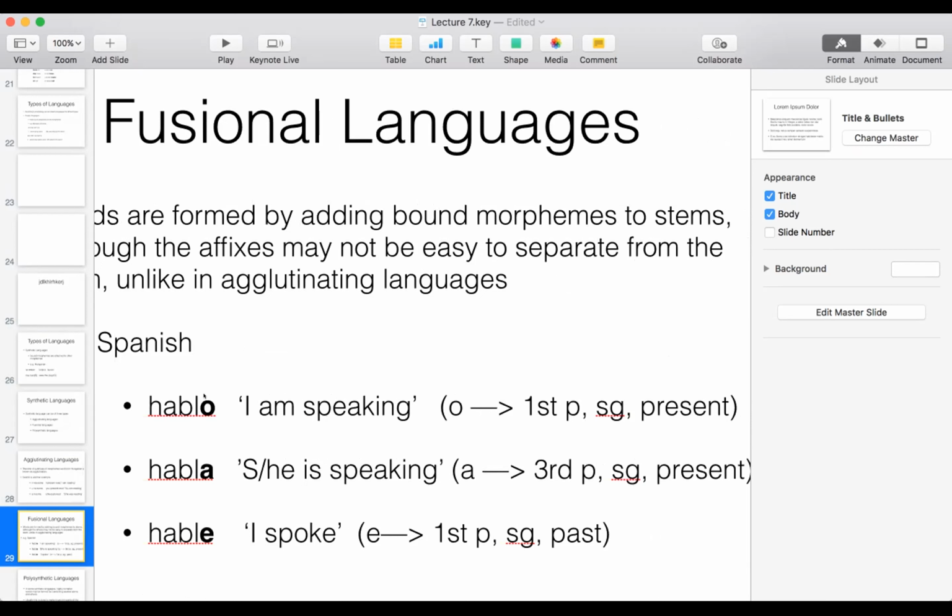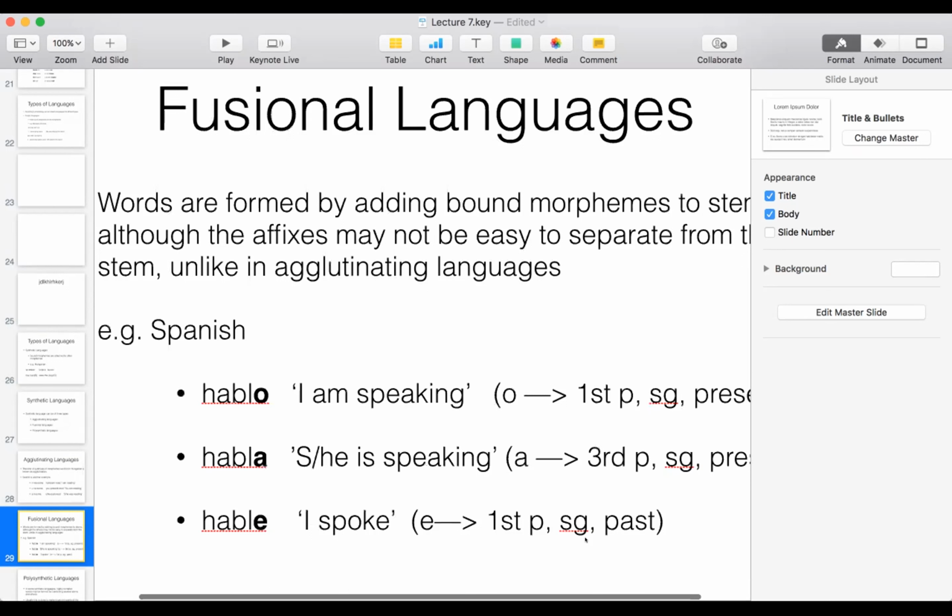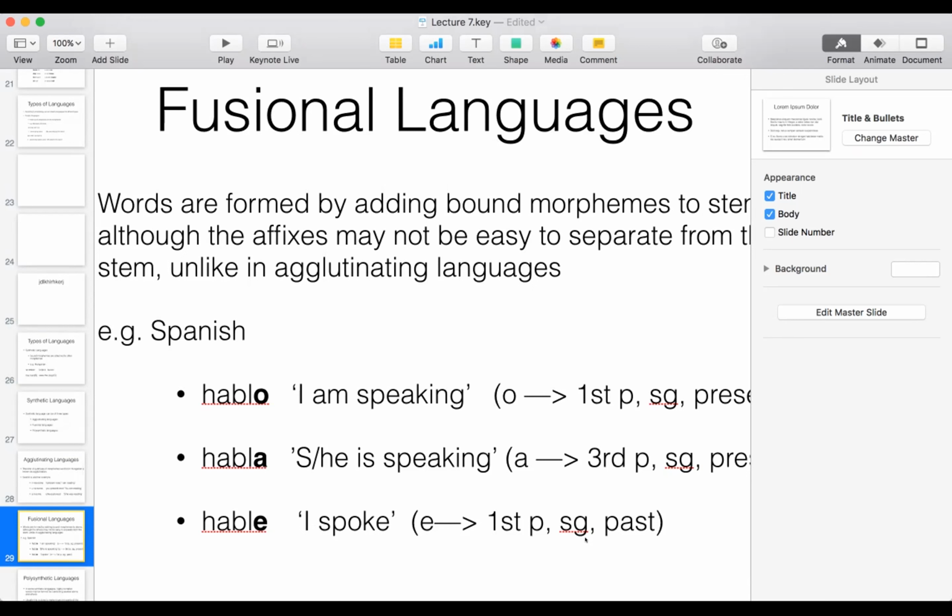And they also encode gender. So O is masculine and A is feminine gender. And then hablé is I spoke, and that's just first person singular with a past tense marker, right? So that's an example of a fusional language. Unlike the agglutinating language, it's very difficult to break up the root of the word from the ending of the word. That's why it's called a fusional language.